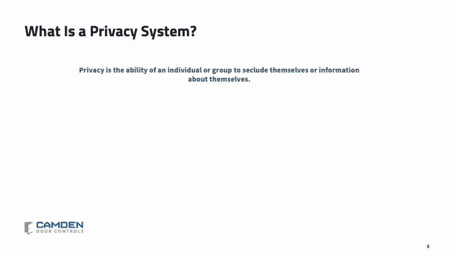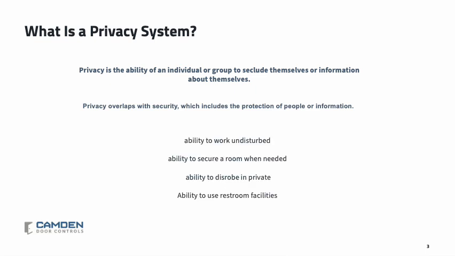So let's start with a description and definition for what a privacy system is. Privacy is simply the ability of an individual or group to seclude themselves or their information about themselves. Privacy overlaps with security, which includes the protection of people or information. And it includes a range of activities, such as the ability to work undisturbed, the ability to secure a room when needed, the ability to disrobe in private, or the ability to use restroom facilities, among other things.